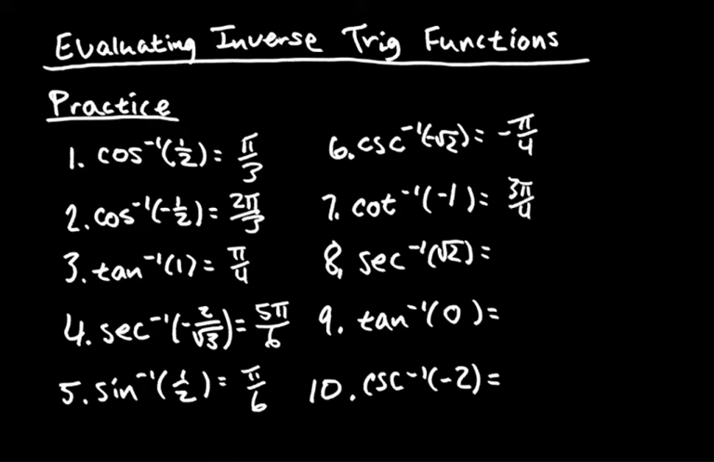So, secant inverse of the square root of 2. Cosine is 1 over square root of 2. So, cosine is the reciprocal of the inside here when the angle is pi over 4. So, we will choose that. Tangent inverse of 0 is 0. Cosecant inverse of negative 2, that'll be negative pi over 6. Alright, so hopefully this makes more sense right now.